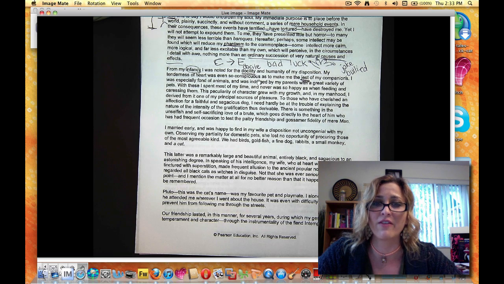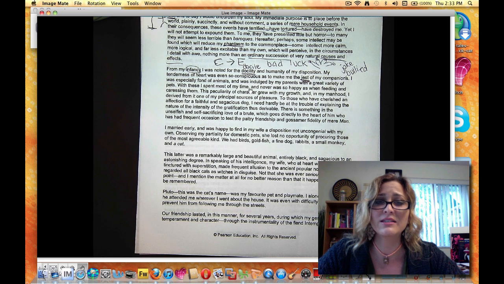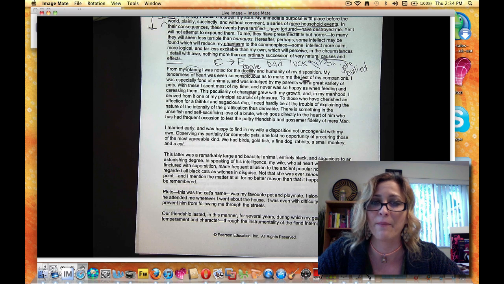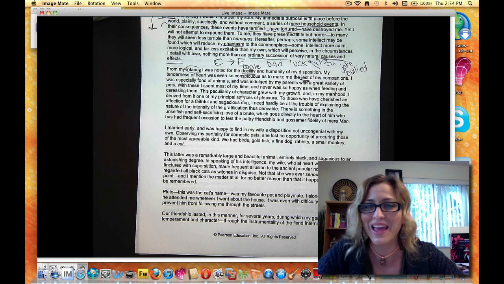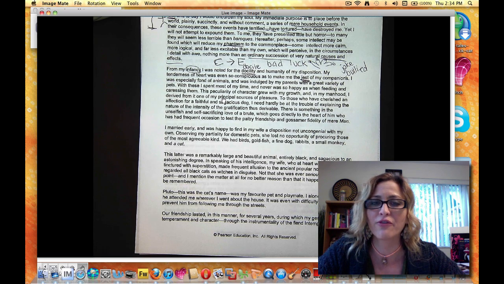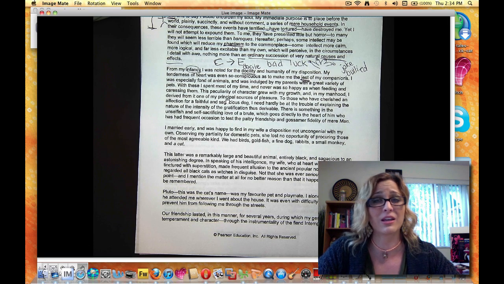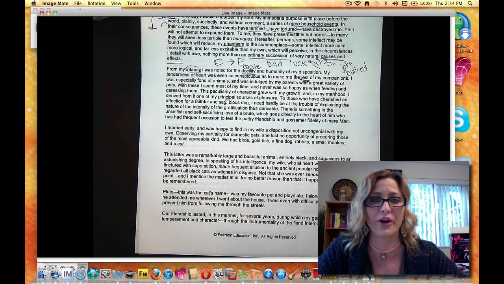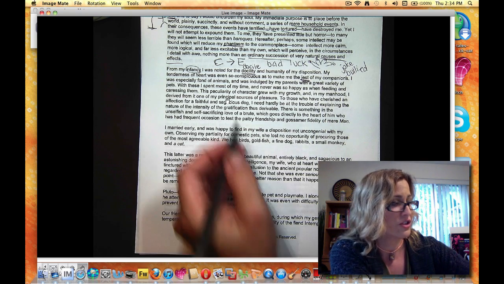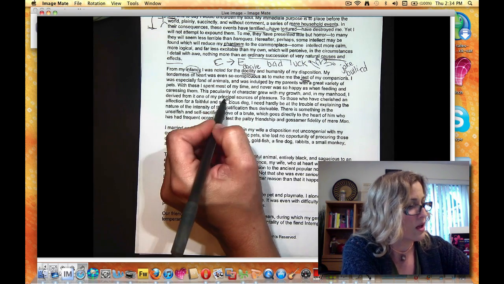"I was especially fond of animals, and I was indulged by my parents with a great variety of pets. With these, I spent most of my time and never was so happy as when feeding and caressing them. This peculiarity of character grew with my growth, and in my manhood, I derived from it one of my principal sources of pleasure." So he's saying, not only was he a happy, easygoing kid, maybe a little too sweet, he got picked on for it, but he loved pets, and that was his biggest source of pleasure. So how do you know somebody who loves pets?